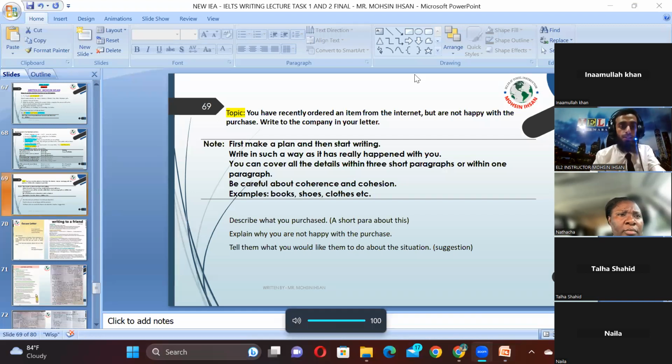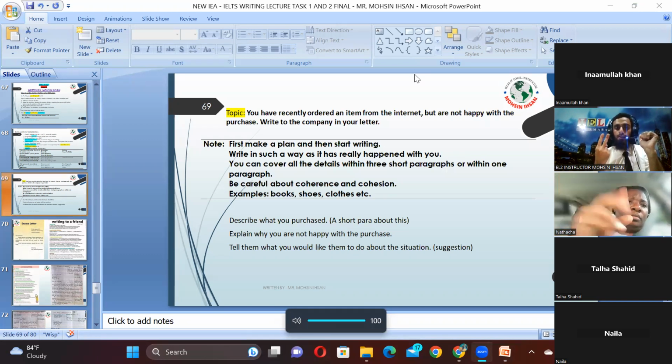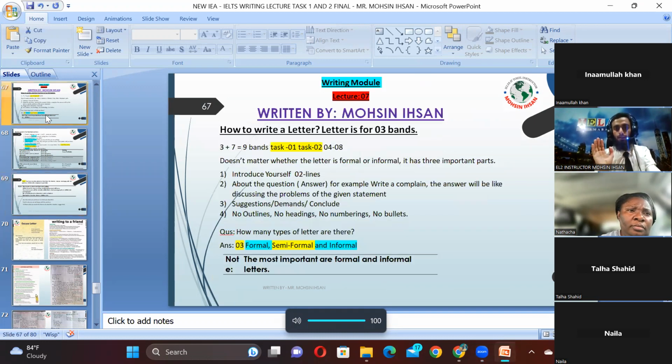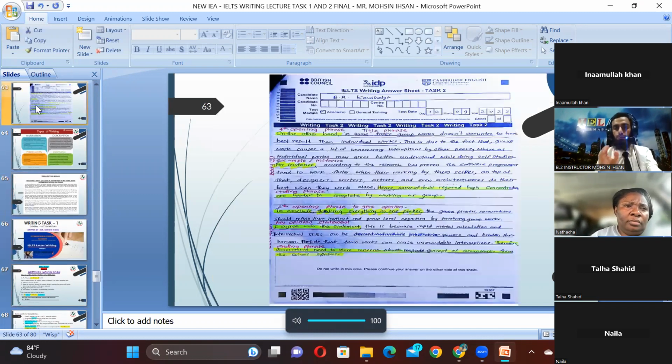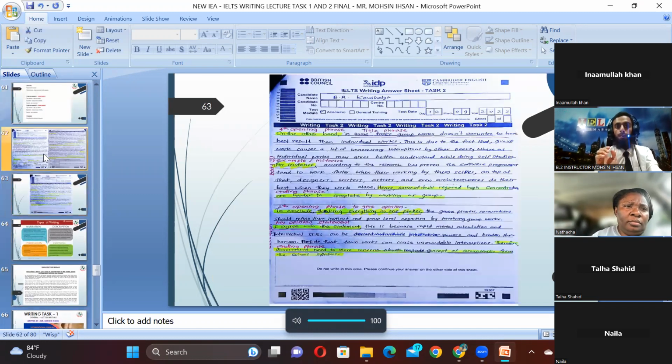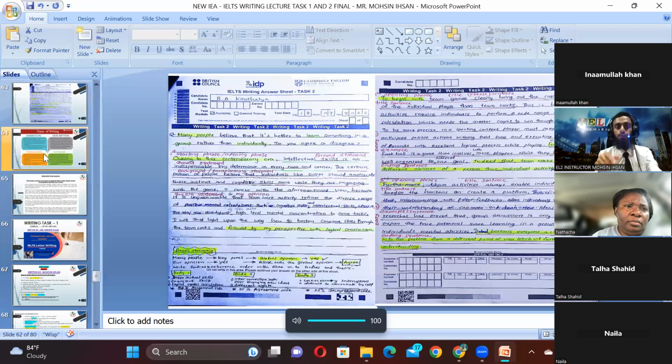Okay, coming towards IELTS writing, the differences between general and academic. Academic and general, 2 tasks are there in both. For academic and general, task 2 is similar, that is the essay, right? You've gone through that. But task 1 would be different for general.